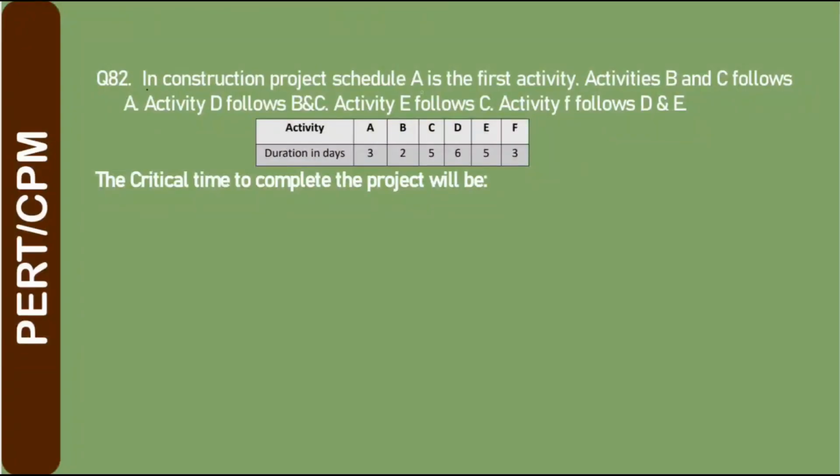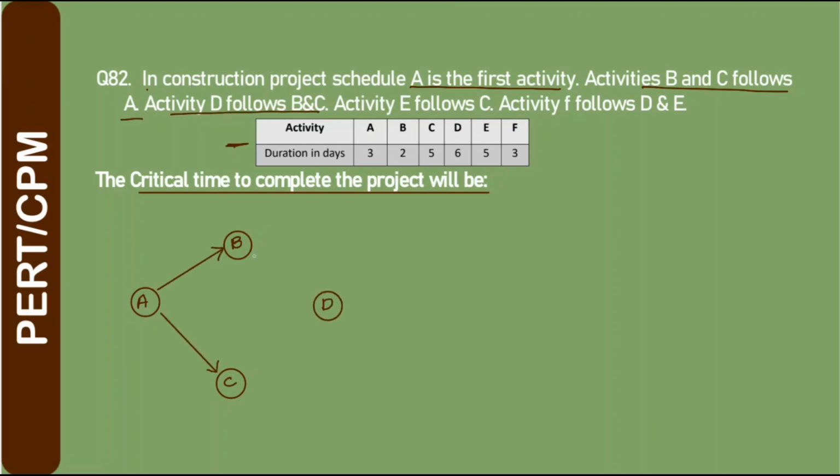We have to calculate the critical time to complete the project. We have been given the table of activities and events. So let's form the CPM diagram. So given is that A is the first activity, so this will be A. Then B and C follows A, so let this be B and this is C. Then D follows B and C, so D is here. E follows C, so this is E, and F follows D and E, so this is F, the end activity.